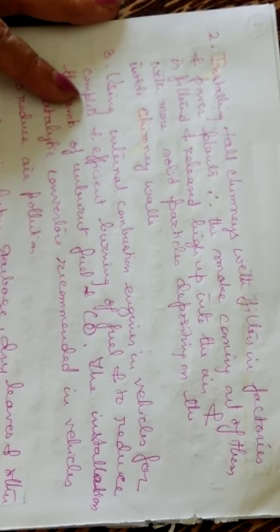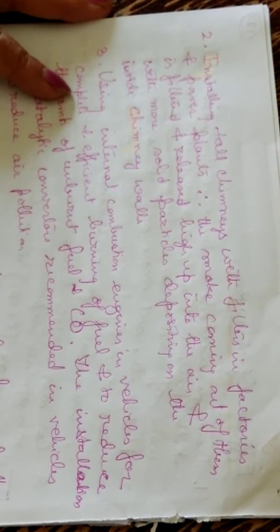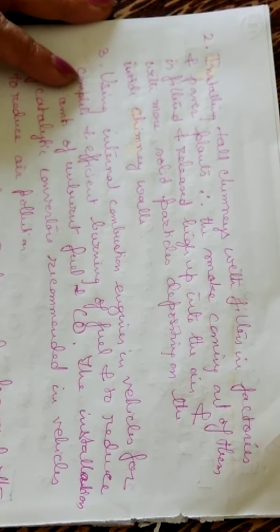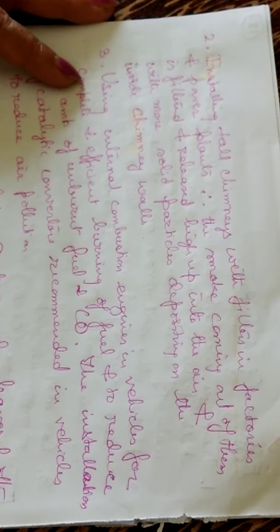installing tall chimneys in the factories and power plants, tall chimneys with filters so that they can filter the smoke which is coming out of the chimneys and release it high up into the air, with more solid particles depositing inside the chimney walls. Okay, so that the gases which are released from the factories and power plants are less acidic, or you can say they are acid free. Okay, the acidic gases are not released into the atmosphere.